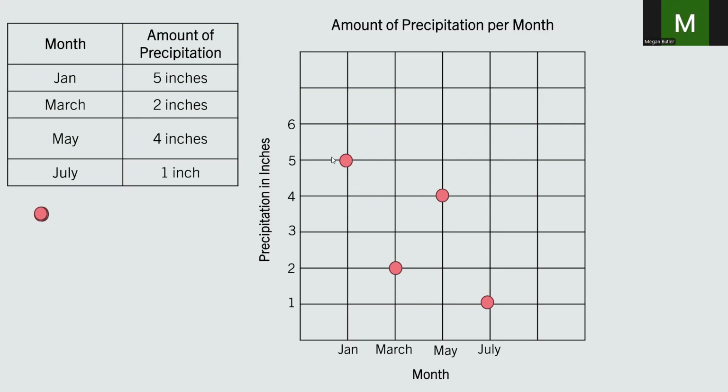Also for this kind of graph, for a scatter plot, usually we don't connect the dots with a line. You can if it makes you feel better, but you don't have to in order to show this. You can find the trends and follow the trends of the data without having that line connecting them.